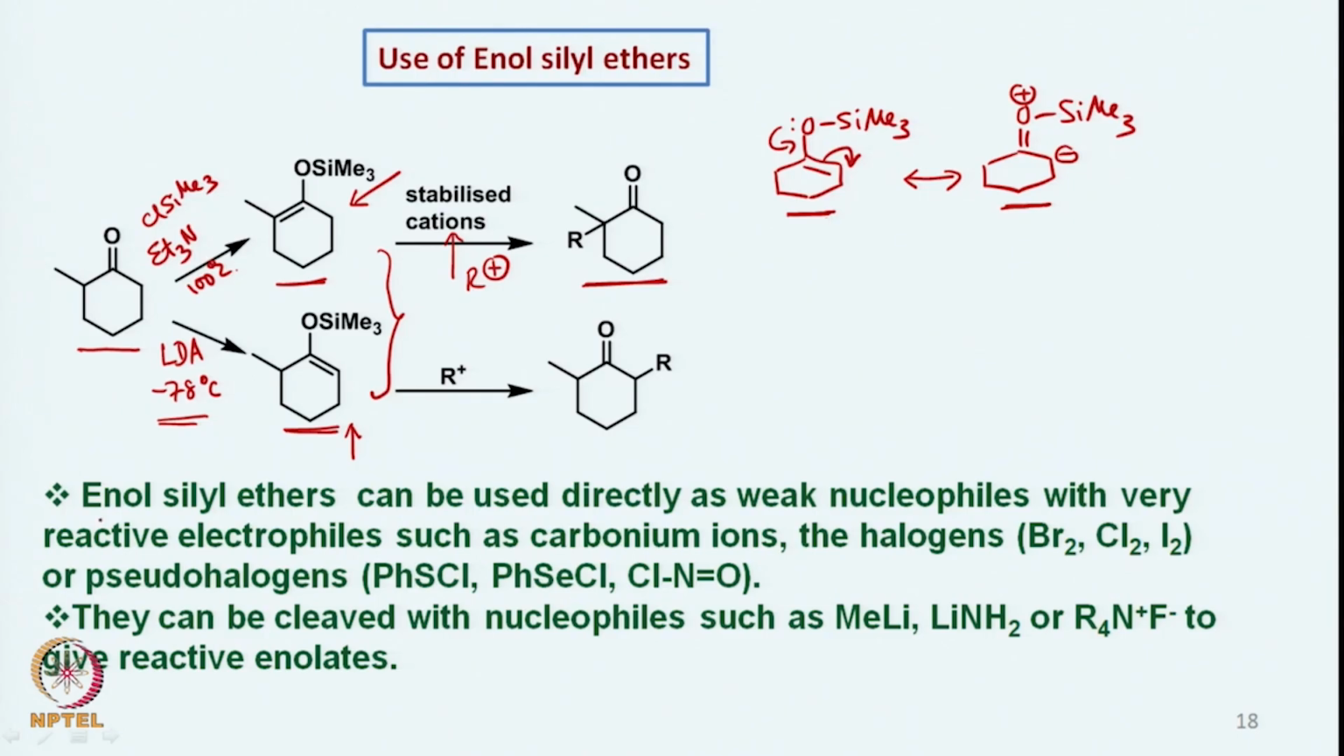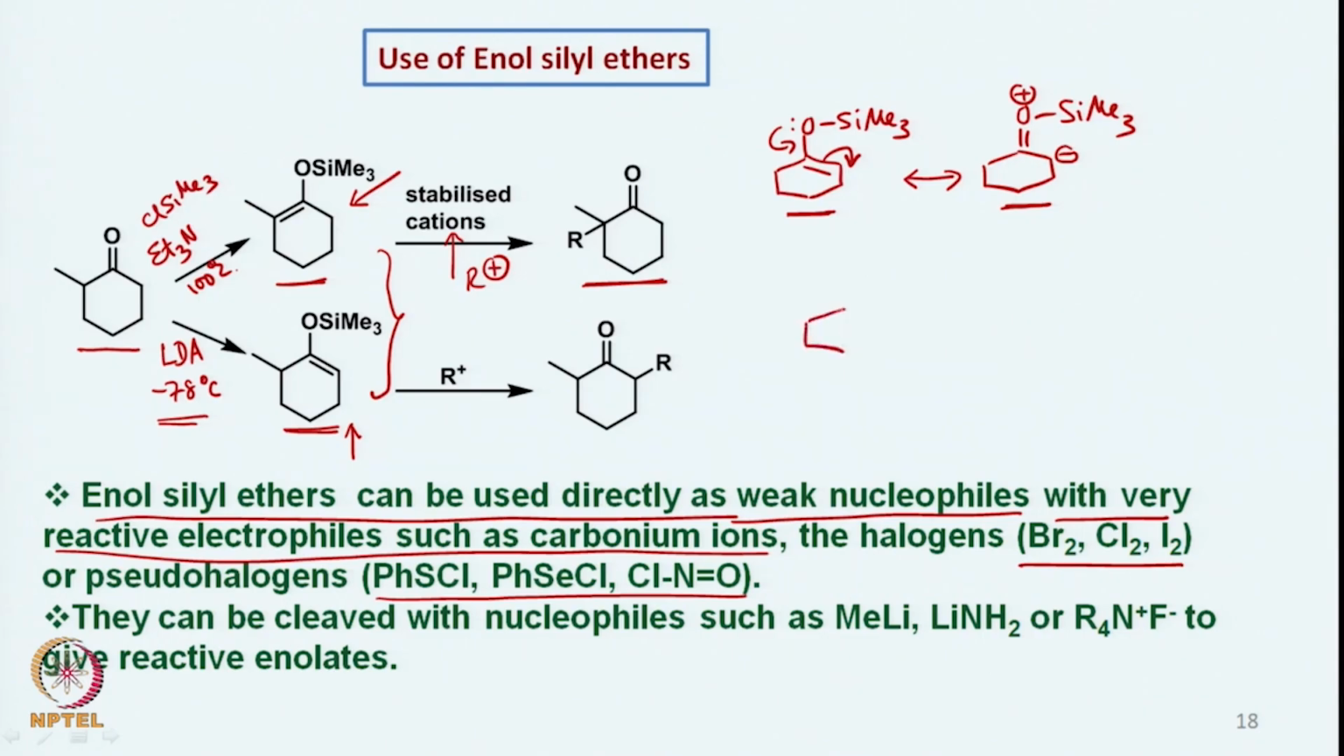So as it is written here, enol silyl ethers can be used directly as weak nucleophiles with very reactive electrophiles such as carbonium ions, the halogens, or pseudo halogens such as phenyl sulfinyl chloride or phenyl selenyl chloride and nitrosyl chloride. They can of course be cleaved, say if you have an enol silyl ether, and if you want to cleave, then you can cleave it with methyl lithium or a lithium amide or tetrabutyl ammonium fluoride.